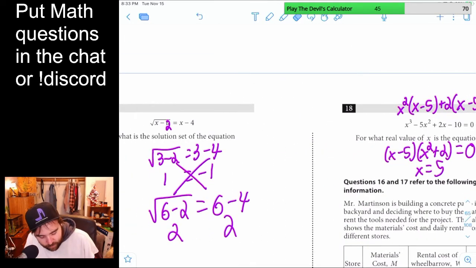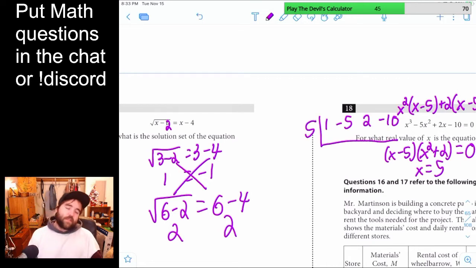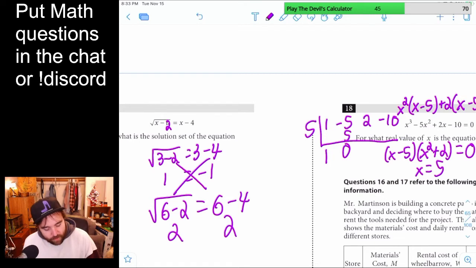So what is it supposed to be? 1, -5, 2, -10. So, oh no, because the solutions go on the outside. Oh, I taught how to do synthetic division totally wrong. The solutions of synthetic division go on the outside. So +5 will work, but we were actually trying -5 last time. Oh no, that's big problems.